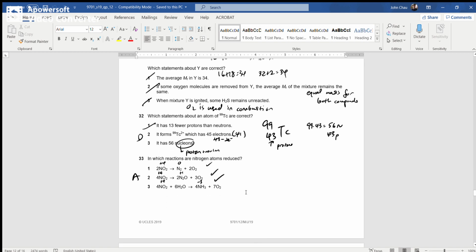And 33, in which reaction are nitrogen atoms reduced? You have to calculate the oxidation state, like +4 to 0, so there's a reduction. +4 to +1 is also a reduction. +4 to -3 is also another reduction.